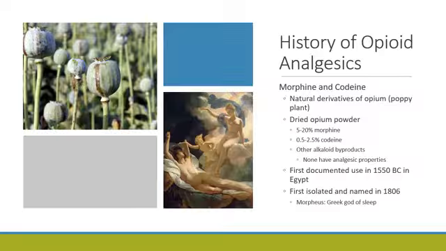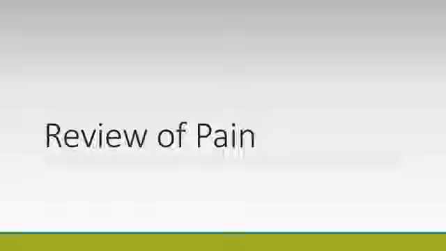Morphine was first isolated and named in 1806, and the person who first isolated it named it after Morpheus, the Greek god of sleep, because that's one of the side effects that it does produce.